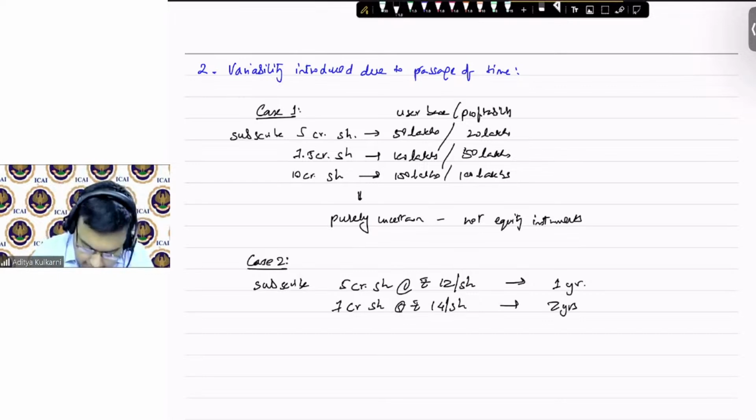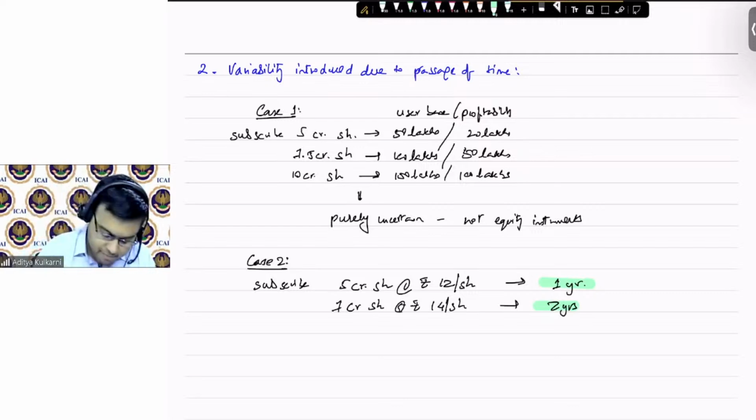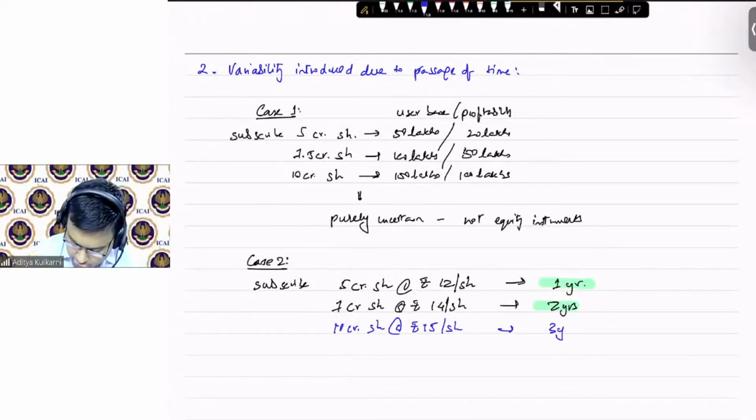Now see, look at the clause. Here, it is purely based on time. The actual intention is that we know the investor is waiting for us to meet the profitability or the user base. But in the contract, what is mentioned is, if you are exercising after 2 years, you can exercise 7 crore shares at the rate of rupees 14 per share. Or if you are exercising after 3 years, you can enter into a contract for 10 crore shares at 15 per share if you are willing to subscribe after 3 years.